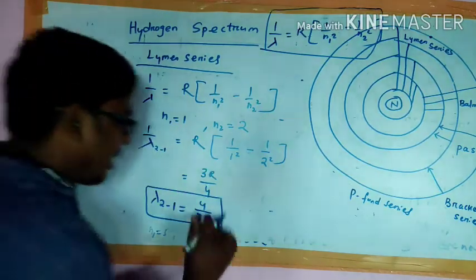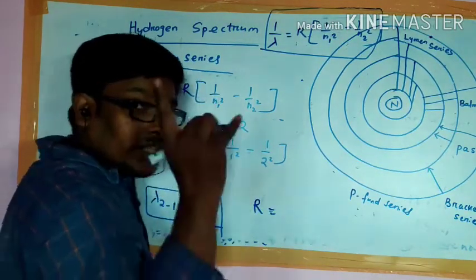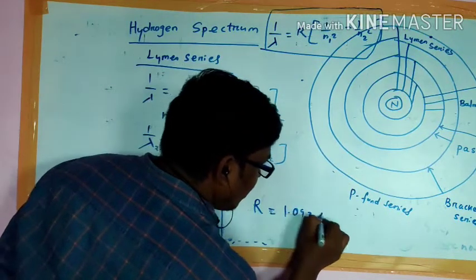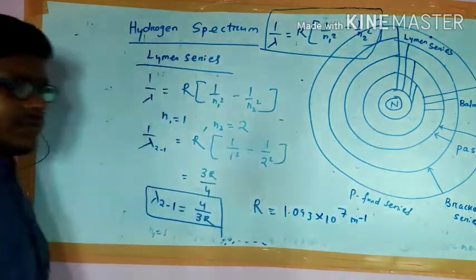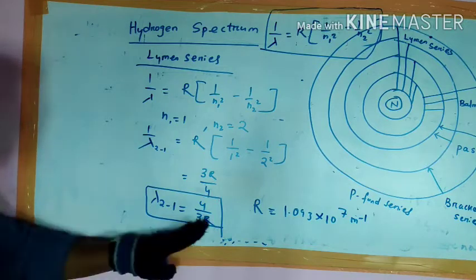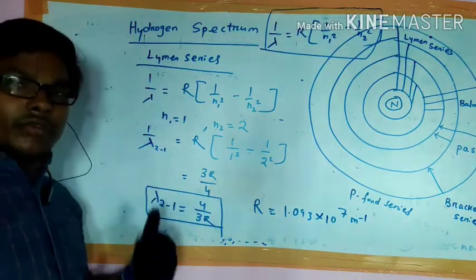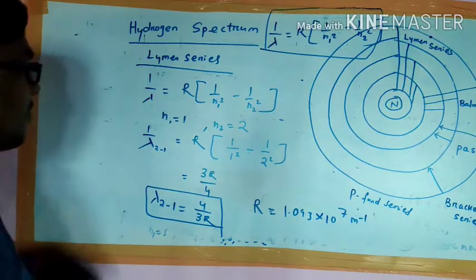Okay, and this R is our Rydberg constant. I have already said to you, the Rydberg constant's value is 1.097 × 10^7 per meter. If you put this value over here, you can find out its lambda value, students.